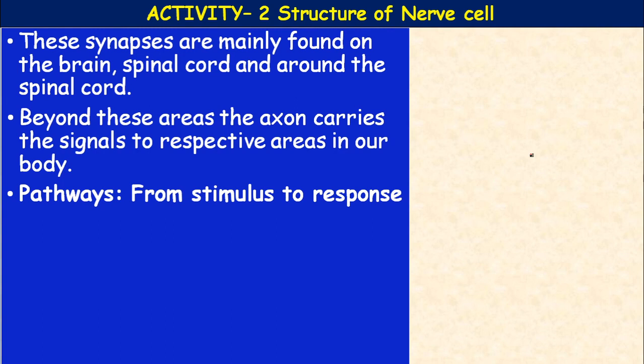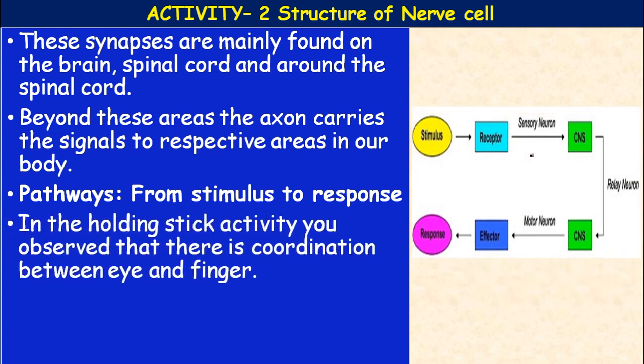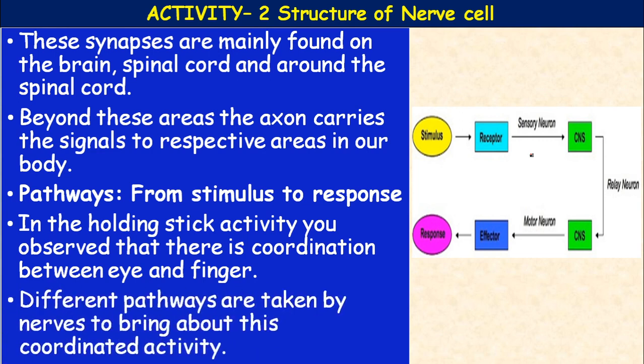So what is an axon? Several axons combined together, united to form a nerve fiber. So they carry the signals. We are calling them pathways. Pathways means from stimulus to response. In the holding stick activity we have seen, you observe that there is a coordination between the eye and fingers. So different pathways are taken up by nerves to bring about the coordinated activity.